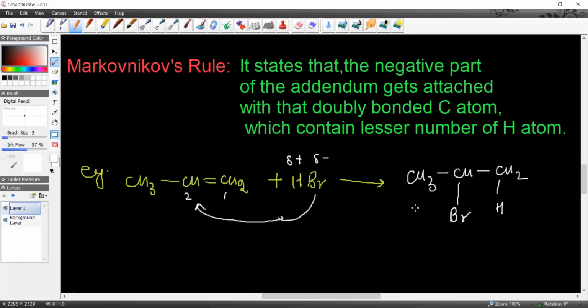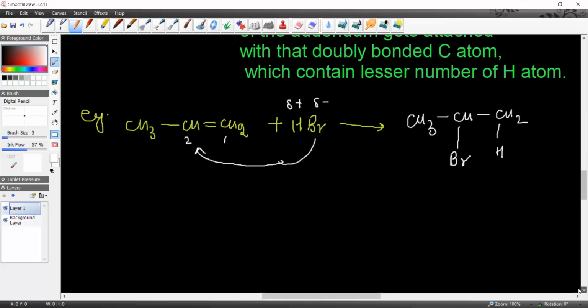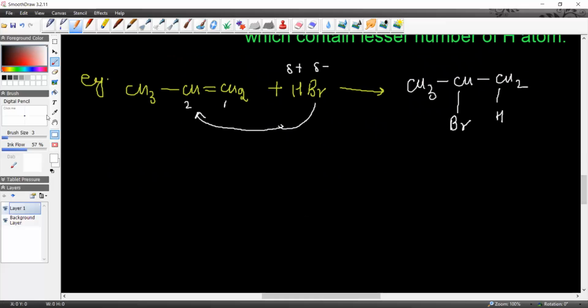Now you are saying, sir, why should we attach the negative part of the addendum to that doubly bonded carbon atom which contains the lesser number of hydrogen atoms? So this behavior can be explained or understood with the help of its mechanism. Let's talk about the mechanism. In the mechanism of this, we have two steps.